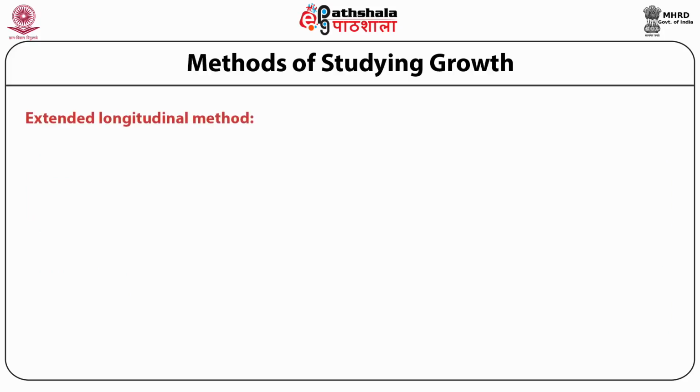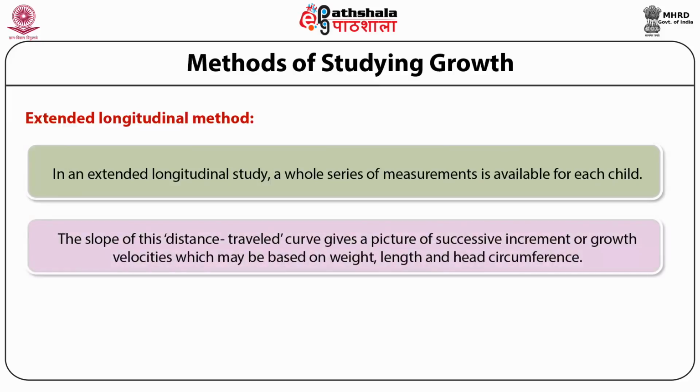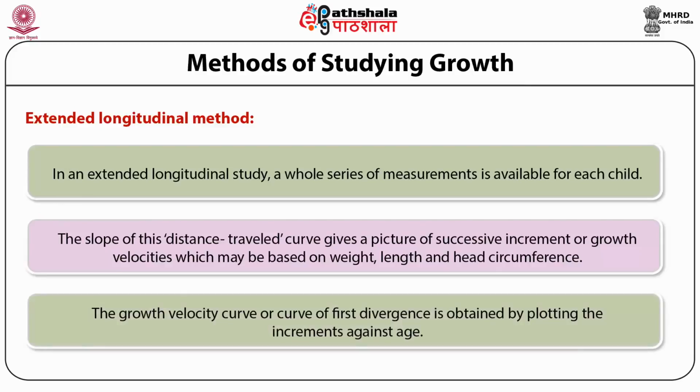Now, what is the extended longitudinal method? In an extended longitudinal study, a whole series of measurements is available for each child. If these measurements are plotted against chronological age, a growth curve is obtained. The slope of this distance traveled curve gives a picture of successive increments or growth velocities, which may be based on weight, length and head circumference. The growth velocity curve, or curve of first divergence, is obtained by plotting the increment against age.